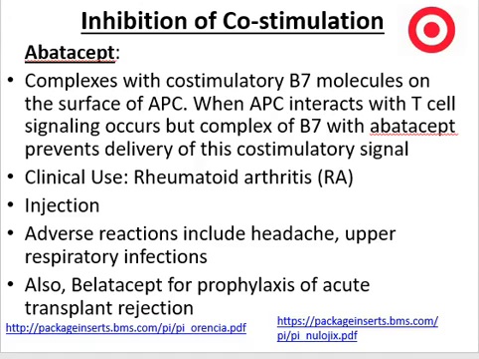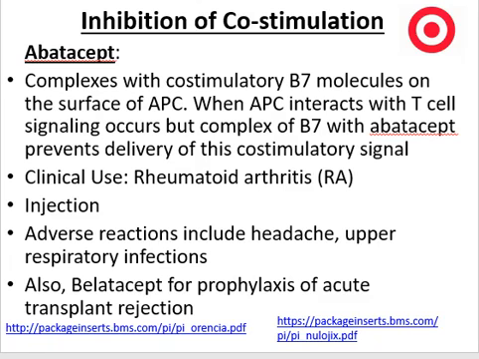This next series of slides are kind of a catch-all for a whole bunch of seemingly random processes that can be targeted to inhibit immunology in a lot of different contexts. So the first target is going to be inhibition of co-stimulation.